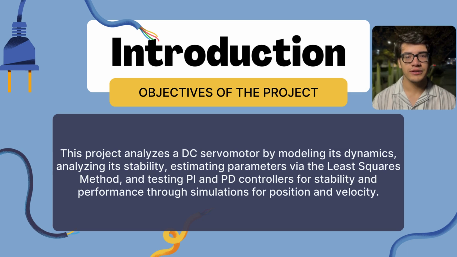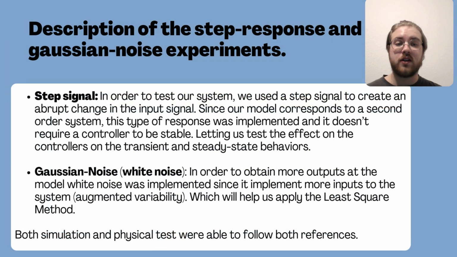get the best results. Having a second order system with unknown parameters, we use two different signals as inputs. The step signals give a stable response with no controller at all, so we use the controls just to see how it affected the signal. Also, Gaussian noise was used to increase the variability of the inputs to the outputs, so we can apply the least square method to find these unknown parameters.